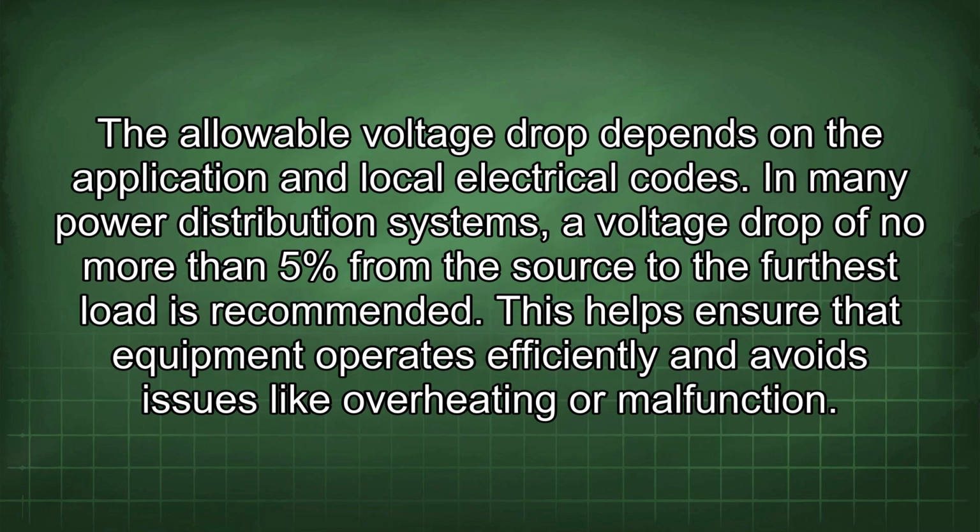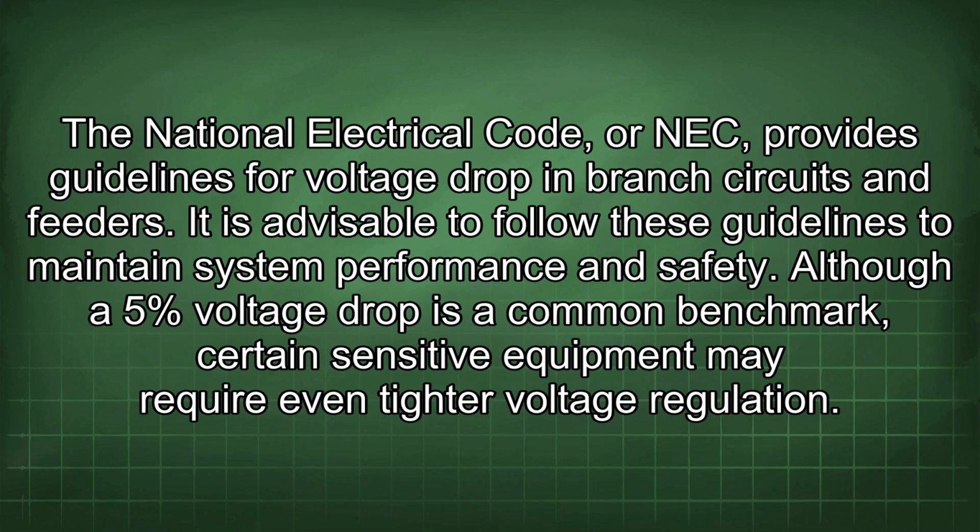The allowable voltage drop depends on the application and local electrical codes. In many power distribution systems, a voltage drop of no more than 5% from the source to the furthest load is recommended. This helps ensure that equipment operates efficiently and avoids issues like overheating or malfunction. The National Electrical Code, or NEC, provides guidelines for voltage drop in branch circuits and feeders. It is advisable to follow these guidelines to maintain system performance and safety.